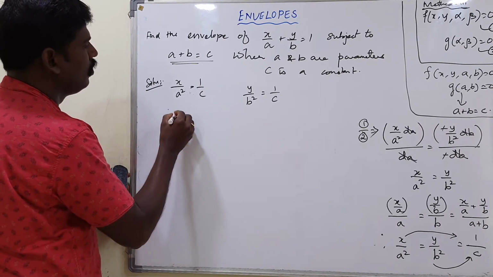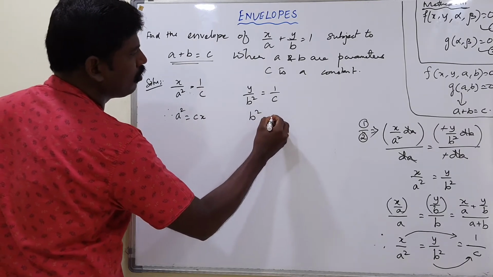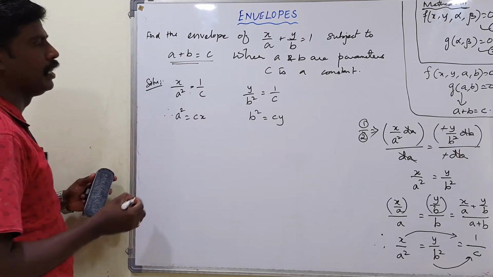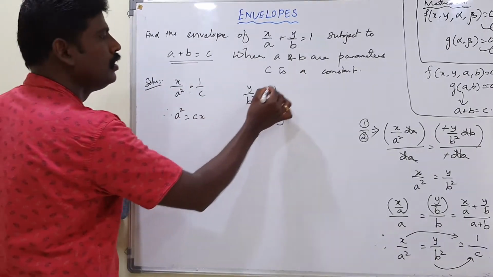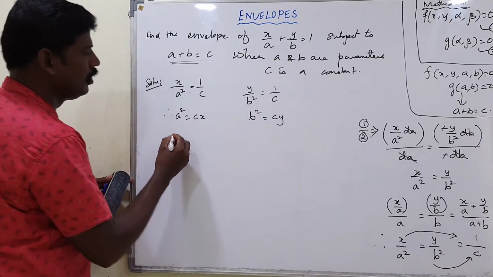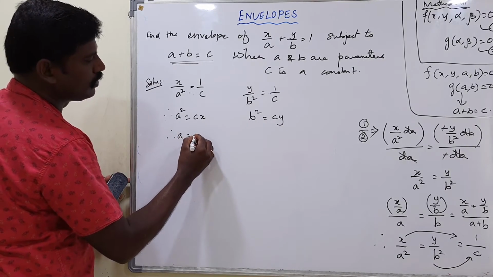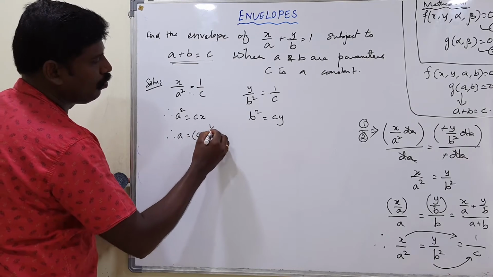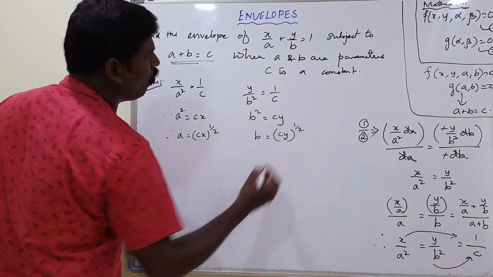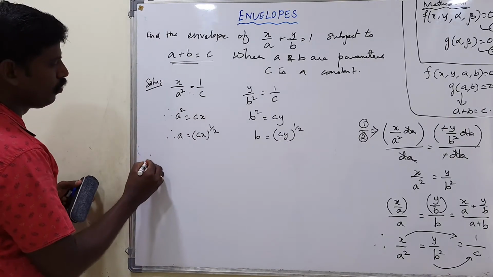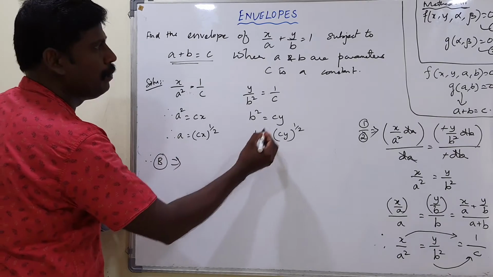Therefore, a square is equal to cx, and b square is equal to cy. By taking cross multiplication, you can get the value of a square. A square is equal to cx. Same like that here, b square is equal to cy. Therefore, a is root of cx, that is cx power 1 by 2, and b is cy power 1 by 2. Now I have found the value of a and b.